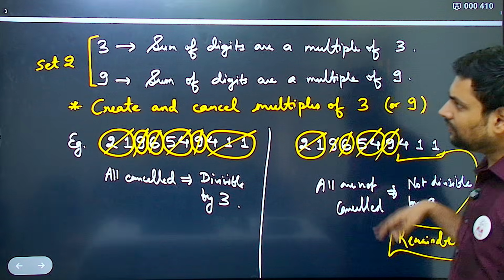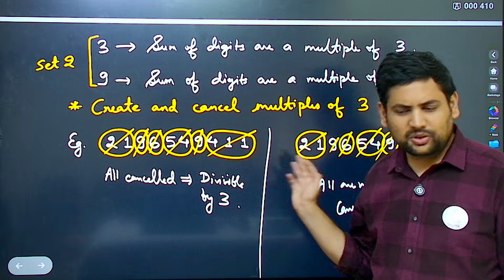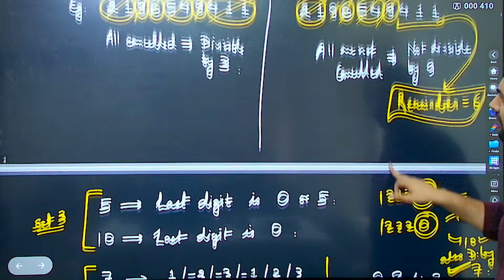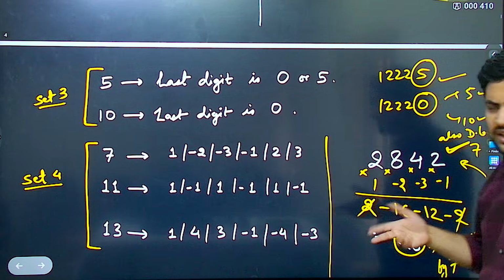Then 3 and 9, what you have to do? Create and cancel multiples of 3. I think you remember this. If everything gets cancelled, then it is not divisible by 3 or 9, otherwise it is.